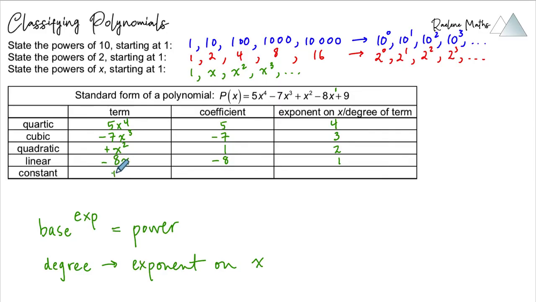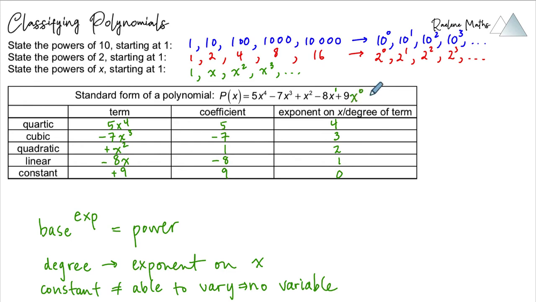And lastly, we have a term of positive 9. The positive 9 is a constant term, and because there is no x, which is a variable, we don't have the ability for that term to vary. Able to vary is another way of saying variable. So the constant term has no variable. The coefficient is just the same as the term itself, and the degree of this would be 0, because we would end up having 9x to the exponent 0, and x to the exponent 0 is equal to 1.